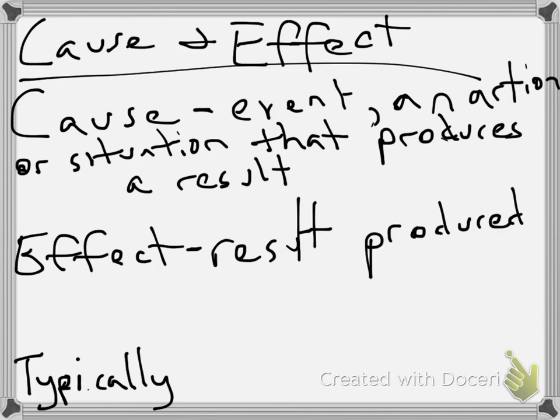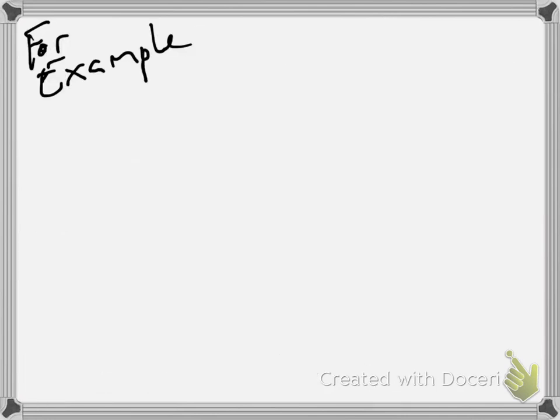Typically, there are going to be both short-term and long-term cause and effect chains within a story. And it's going to be up to you to try and figure out which ones are which. But I'll provide you with specific examples right now. So, for example of a long term, I'm going to put up a quote here from the book.